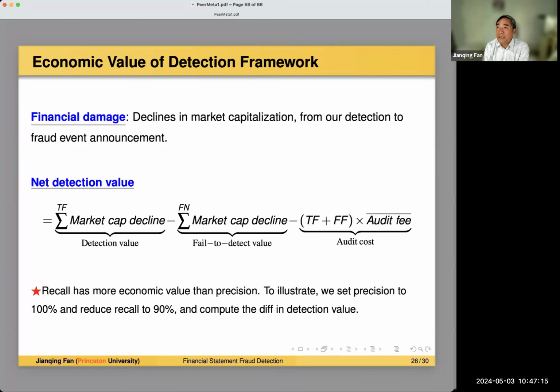So when we got the news, we apply our model. We already claimed that the company has a high risk of fraud. And then from that point, there's a market value on that date, to the market value of the public announcement. So the difference of this is the market capitalization decline that we calculate here.